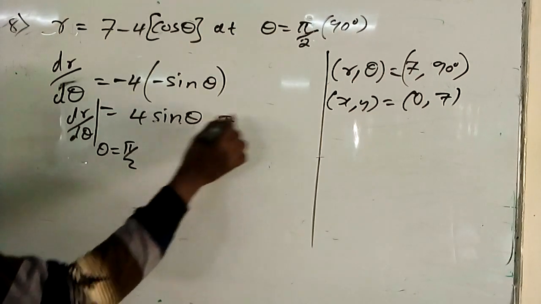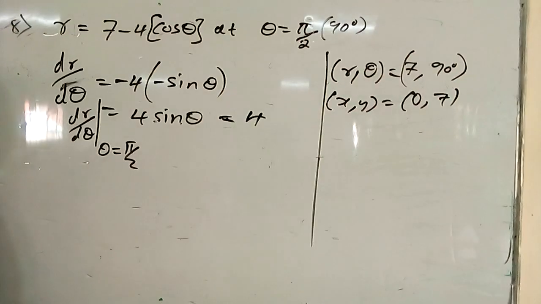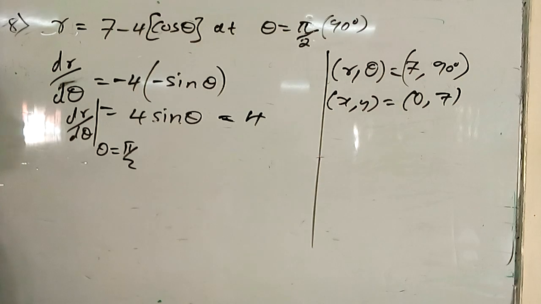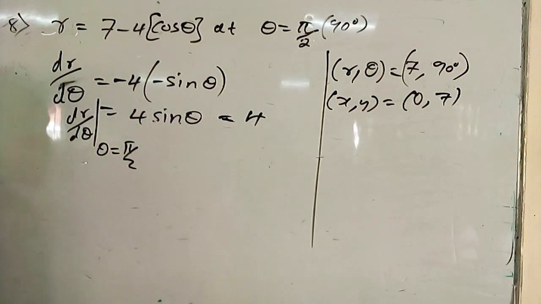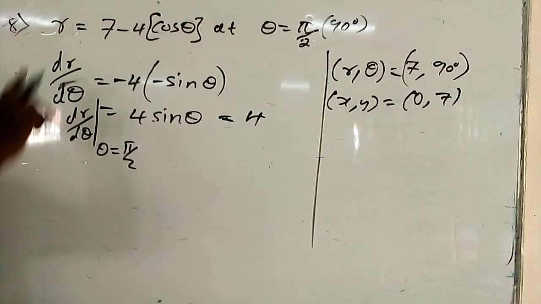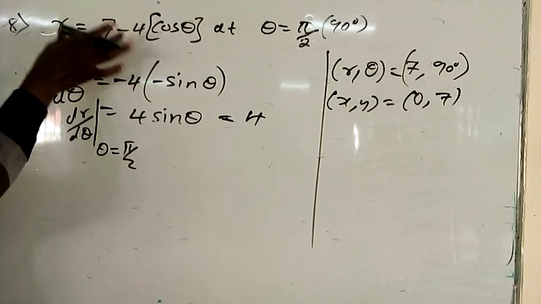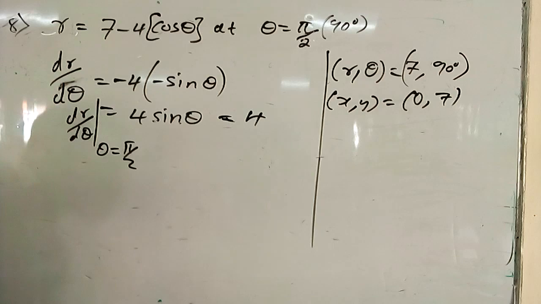4 times sine pi over 2, you get 4? 4, isn't it? Because sine pi over 2, sine 90 degrees, is 1, isn't it? 1 times 4, you get 4. So that is the first thing which comes. You use the equation you've been given to get that derivative, isn't it?